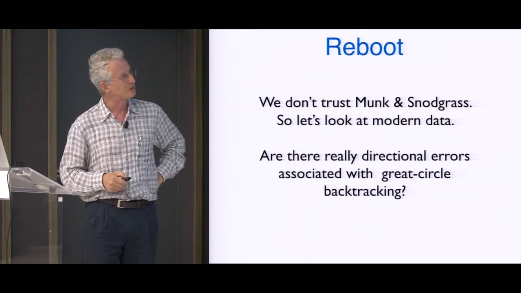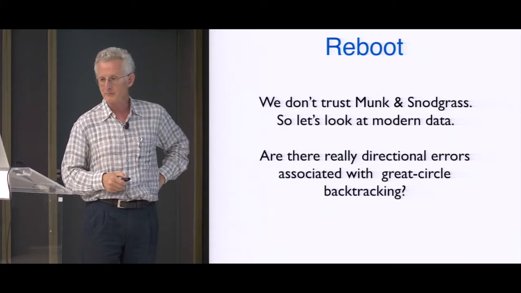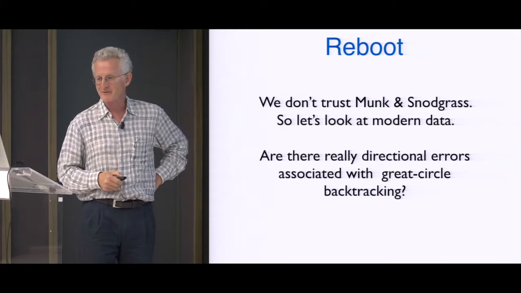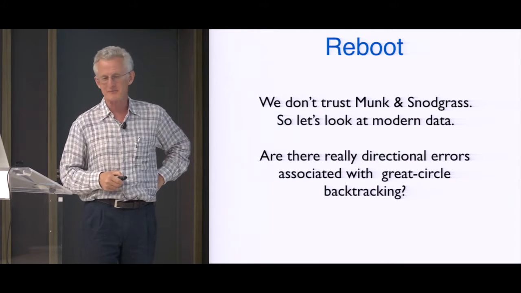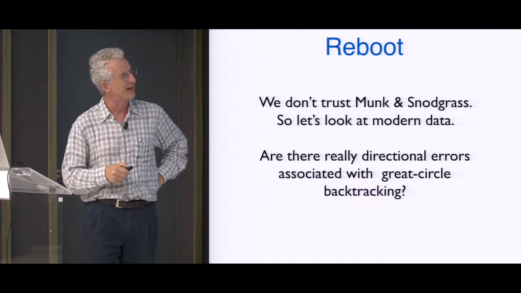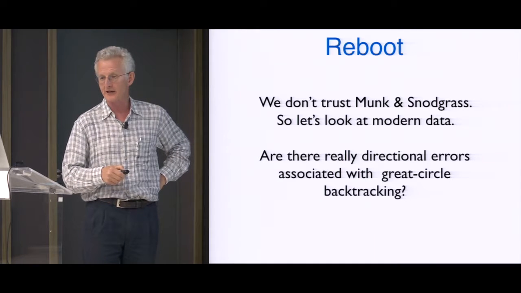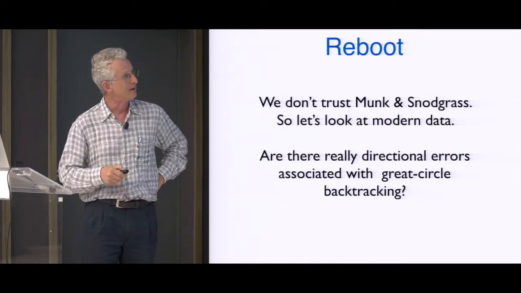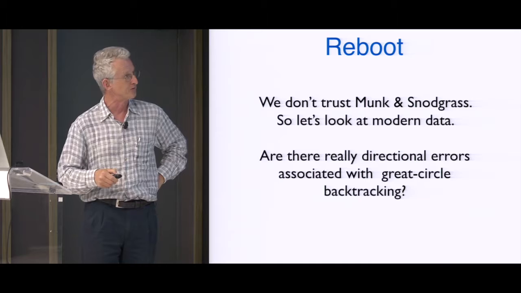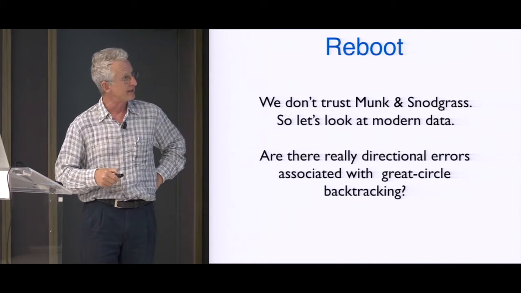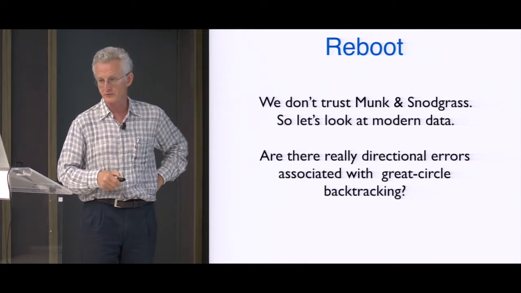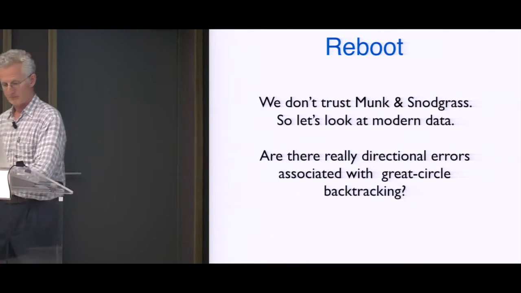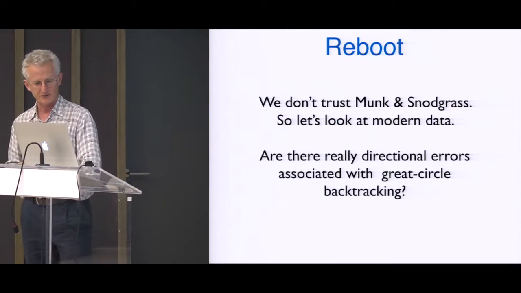When Basile came to Scripps as a postdoc, I think Walter Munk had been brooding on this since 1957. So that was 60 years of agonizing about this problem. And he suggested that we should really look at modern data and try to redo this. So that's what this is about. It's much easier now because, as you'll see, there's a free source of data. We're going to look at modern data and ask, are there really directional errors associated with great circle backtracking of wave observations?